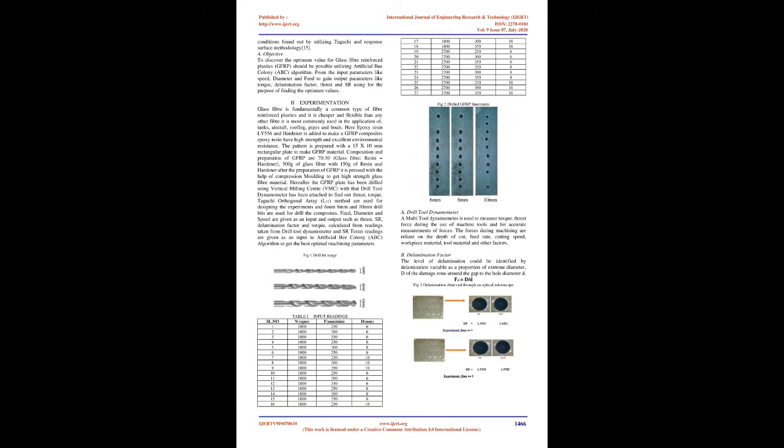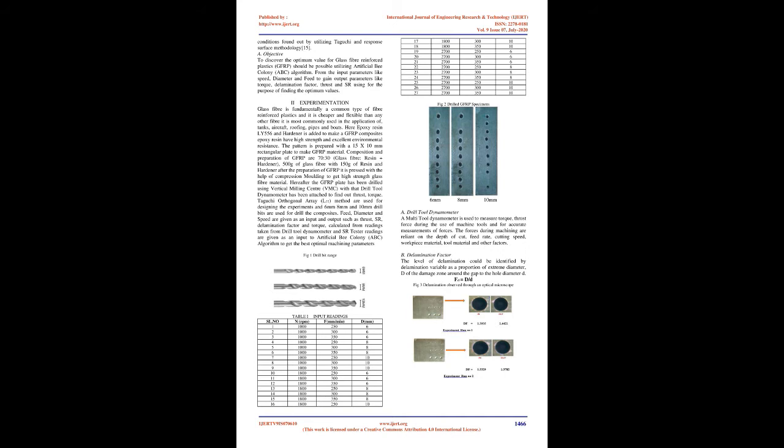15. A. Objective. To discover the optimum value for glass fiber reinforced plastics, GFRP, should be possible utilizing artificial bee colony, ABC, algorithm. From the input parameters like speed, diameter, and feed to gain output parameters like torque, delamination factor, thrust and SR, using for the purpose of finding the optimum values.